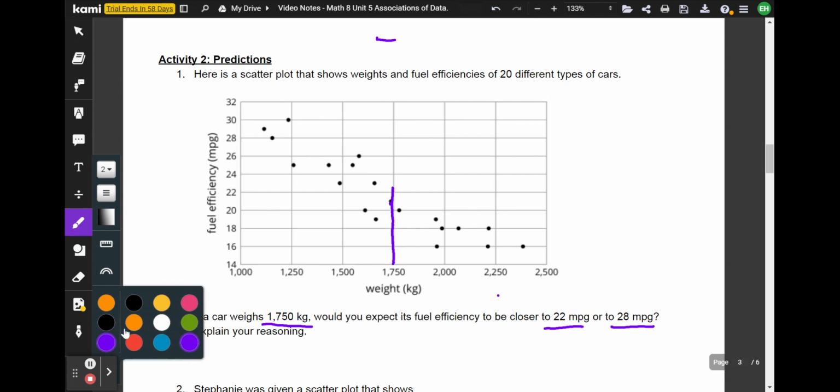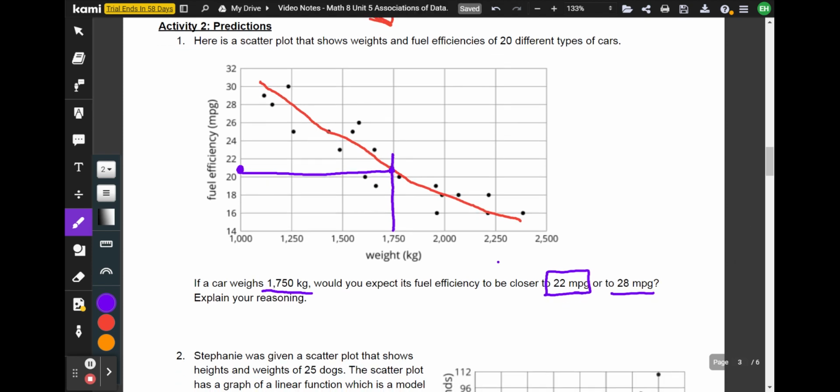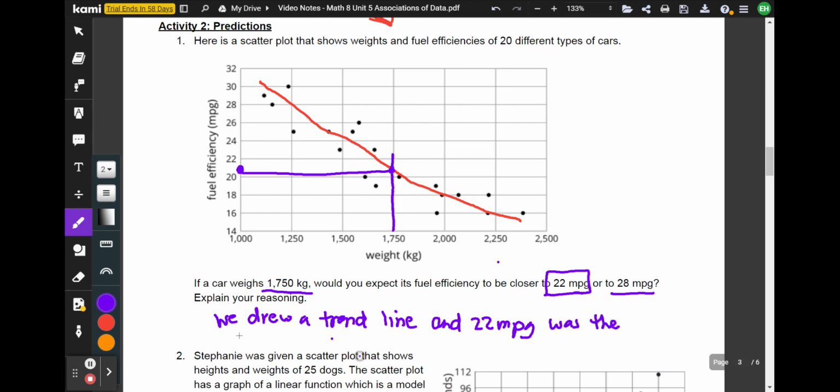If we were to draw what's called a prediction line, they also call it a trend line, about where should we land? We should land about right here. If we go across, it looks like we're sitting really close to 21. So I'd say 22 is going to be our best bet. So what's our explanation? We drew a trend line and 22 miles per gallon was the better predictor.